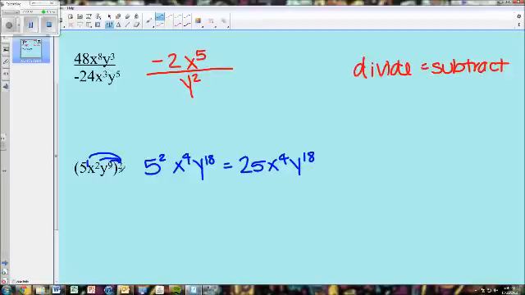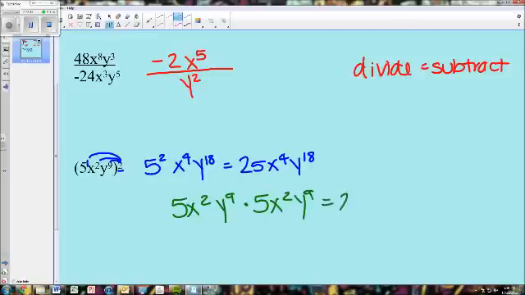All right, the second way you can do this problem is you could, if you wanted to, write this out 2 times. Because this squared out here means that I'm multiplying it times itself twice. So I could do 5x squared, y to the ninth, times 5x squared, y to the ninth. And if you do that, it's the same thing.